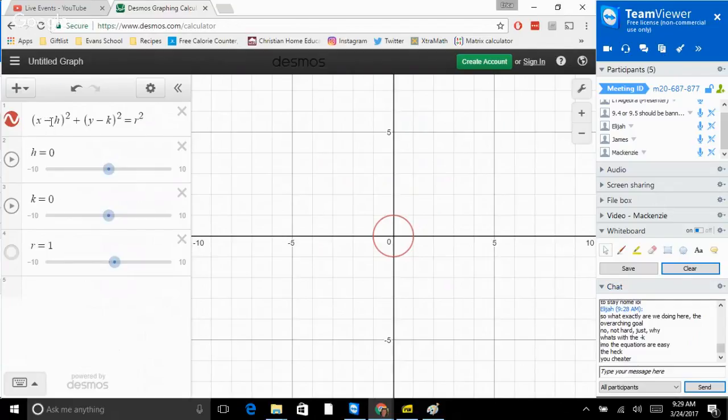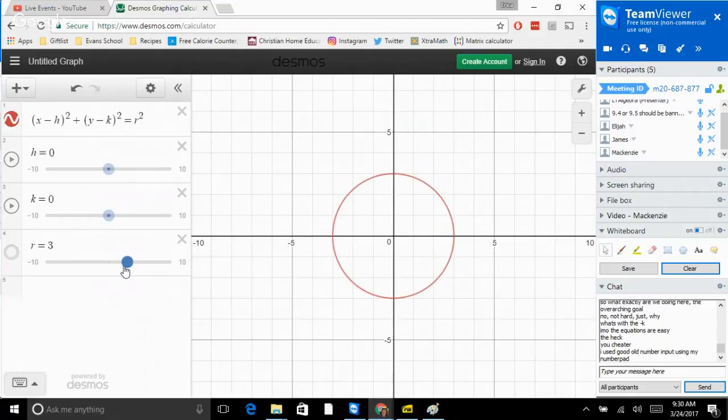(x minus h) squared plus (y minus k) squared equals r squared. Okay, so before, what I was saying is we assumed that this h and k were 0. And because they're 0, we're not translating our circle anywhere, right? And this circle has a radius of 1. So we can make it have a radius of 3 to make it a little more exciting, right?